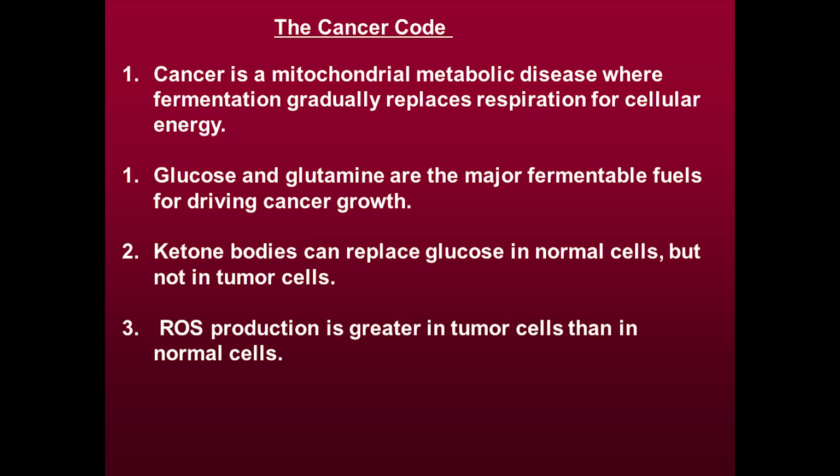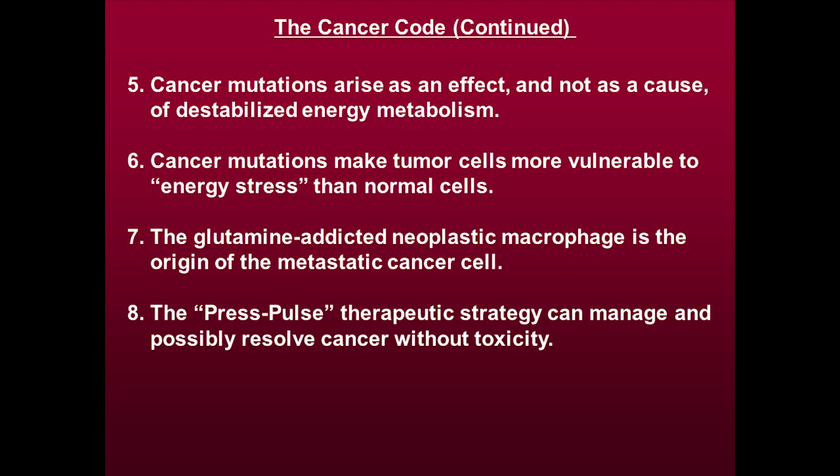Reactive oxygen production is greater in tumor cells than in normal cells. Why don't the ROS kill the tumor cells? We had this debate the other day about the ROS, the reactive oxygen species. These cells are making more ROS, but they're not dying. They're not dying because they're fermenting glucose and glutamine, which produces tremendous antioxidant capacity in these cells. So even though they're making more ROS, they're actually protecting themselves by fermenting these particular fuels.